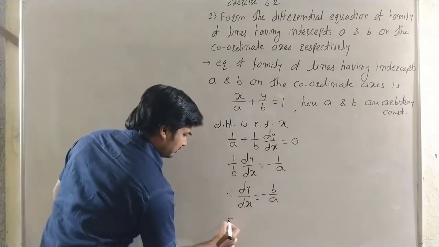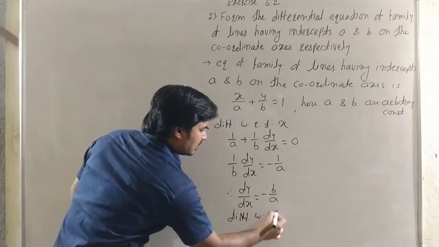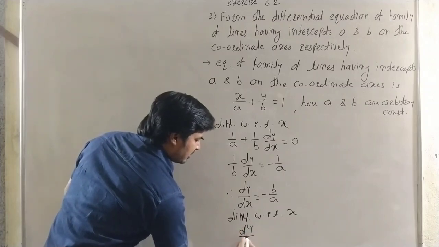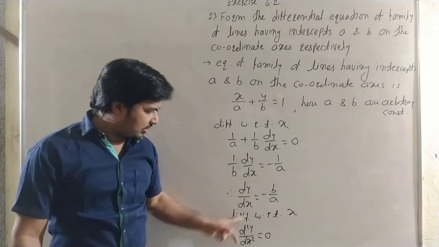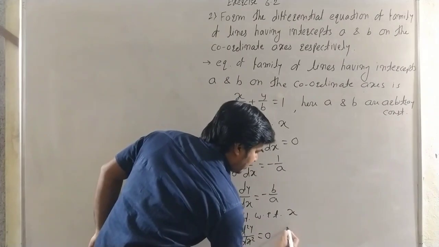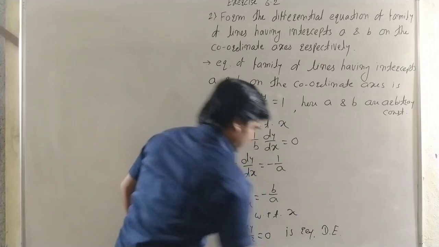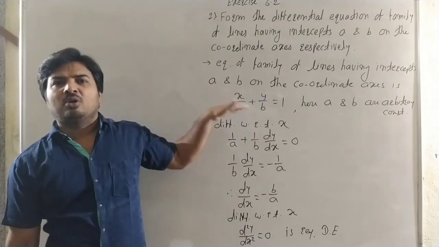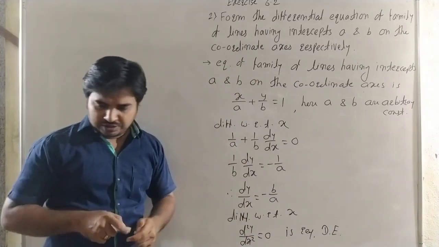Again differentiate with respect to x, therefore d2y by dx2 is equal to 0. The derivative of dy by dx is d2y by dx2 and the derivative of minus b by a is 0. Here is the required differential equation. It is the differential equation of family of lines having intercepts a and b on the coordinate axis. It is d2y by dx2 is equal to 0. Okay. Now we see the next example.